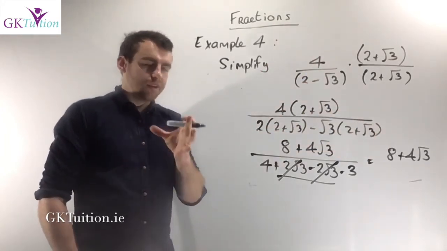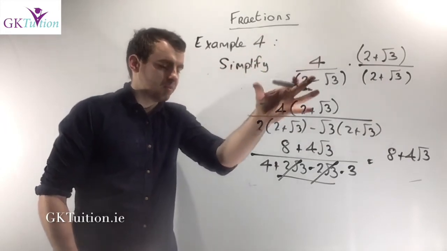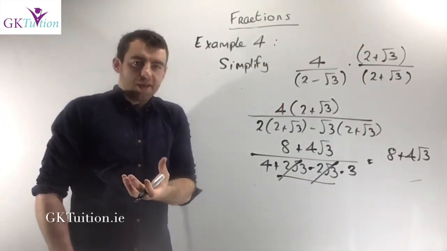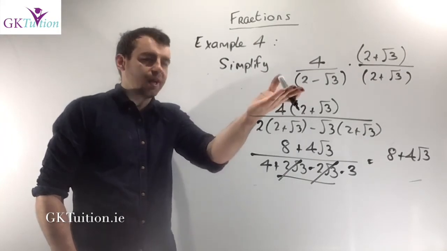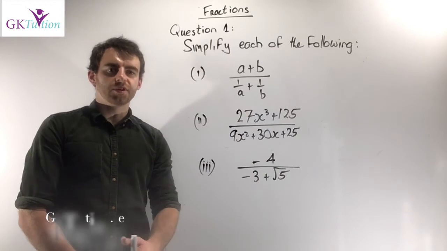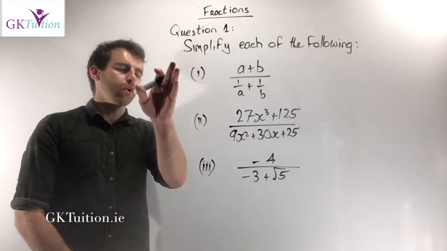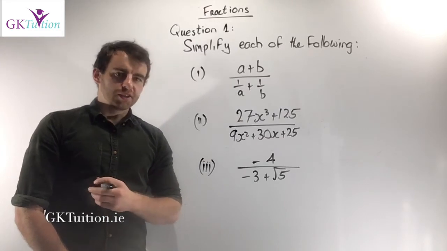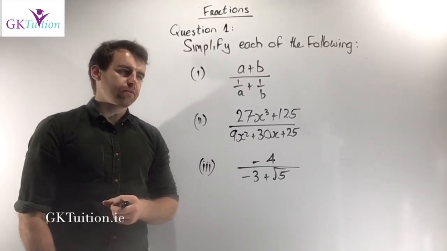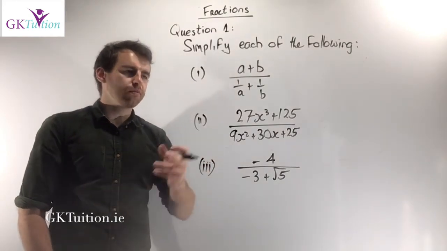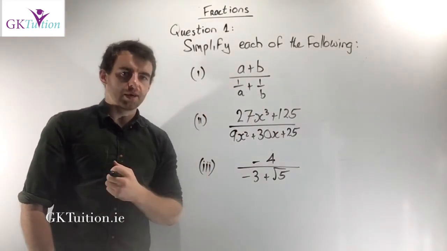But often in the marking scheme, we'll say that you need to actually show your work. Obviously, it'll explain that in the question, but often you won't be allowed to just plug it into your calculator and get the answer. Okay, so I'm going to give you two questions here. The first question has 3 different parts to it. You're given 3 fractions, and in each case you need to simplify it. The first one, the top of the fraction is a plus b, while the bottom of the fraction is 1 over a plus 1 over b.